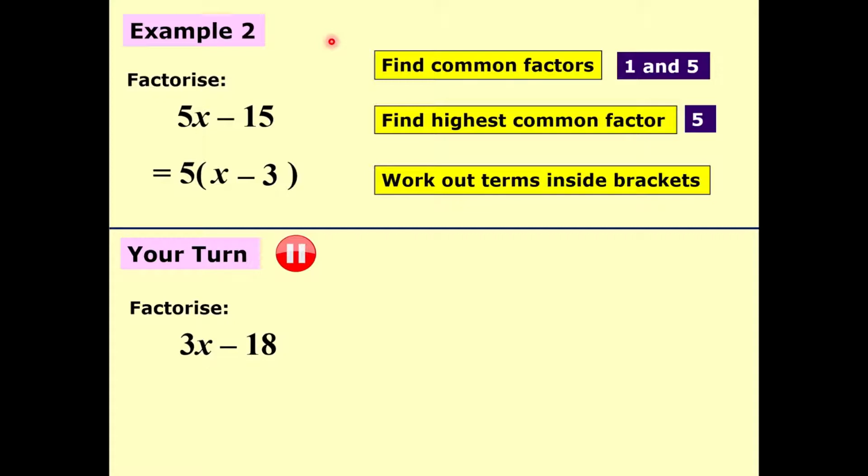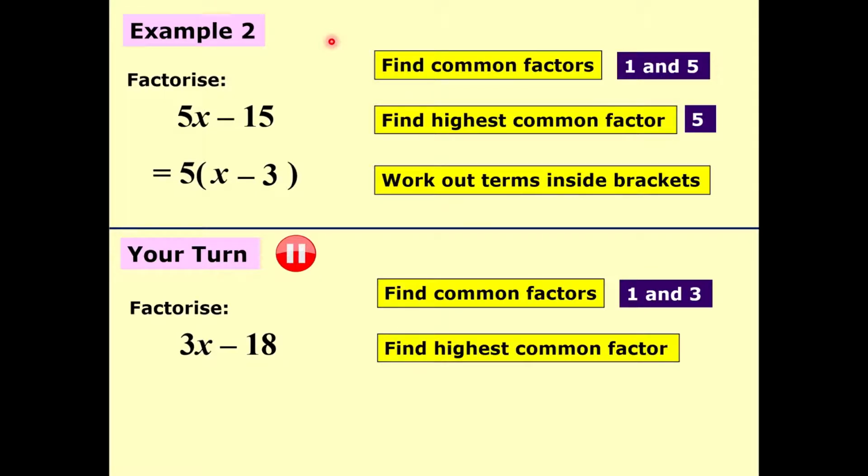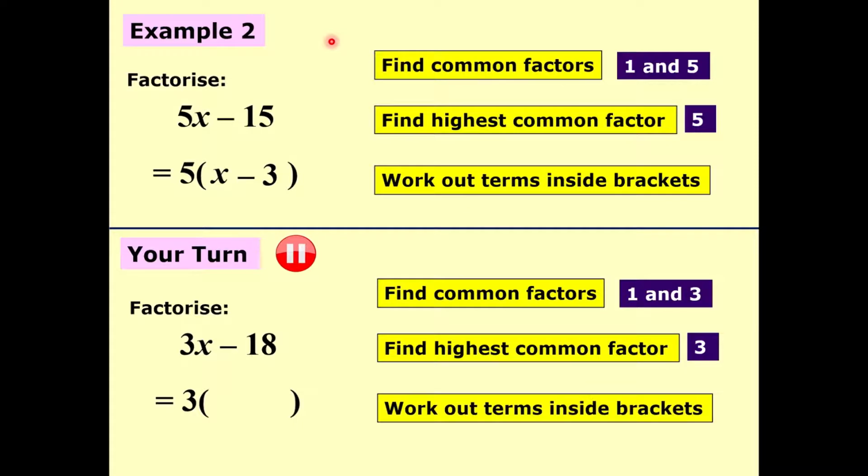Okay, hopefully you have unpaused and managed to give this one a go. So same as the previous example, we are going to find common factors between 3x and 18. So we've got 1 and 3. What's the highest one? Well, it's 3, so that's the number that we're going to use. So we're going to start by writing it outside of our bracket, and now we need to figure out what goes on the inside. So 3 times what gives us 3x?